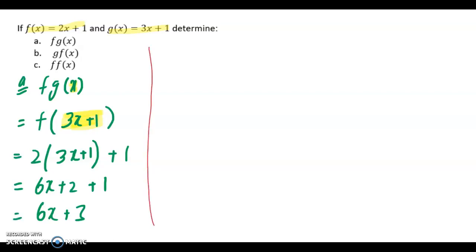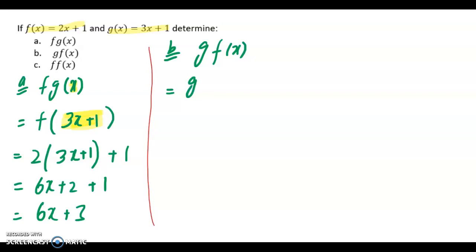Similarly, let's have a look at another one. The b part for this one is g of f of x. I suggest you pause the video here and try to solve this one. Okay, welcome back. Let's have a look at this one.